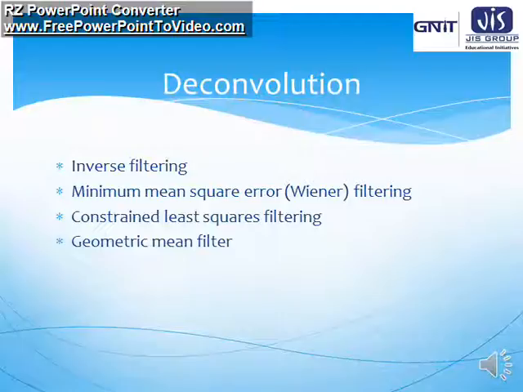Now the last one is deconvolution. This is nothing but inverse filtering, minimum mean square error filtering, constrained least square filtering and geometric mean filtering. So these are all the filtering techniques used for deconvolution.